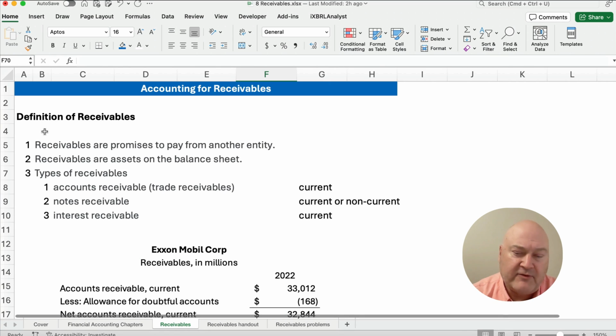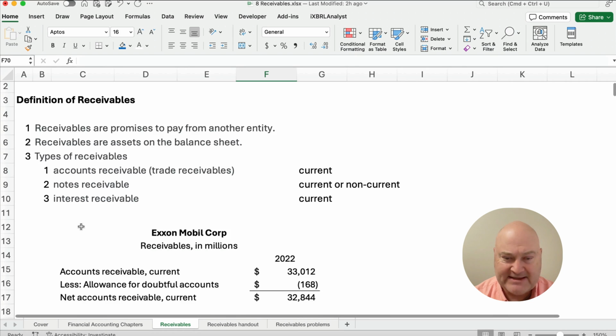Now, accounts receivable are current assets because they're typically due in 30 to 60 days or something like that, and they're not due over 12 months. Notes receivable could be a 3-month note, a 12-month note. Those would both be current. Or it might be a 2-year note, and that would be non-current or long-term. And then, of course, interest receivable would be a short-term current asset.